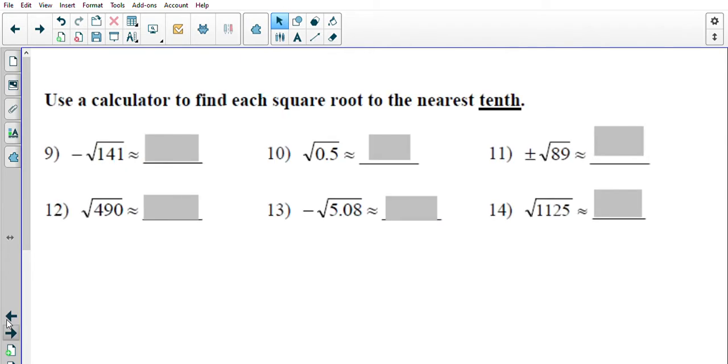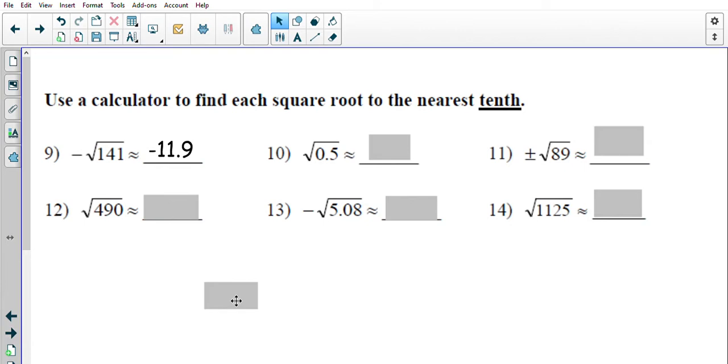All right, so let's try some examples. And you may want to practice this on your calculator as we go through these. So number 9, use a calculator to find each square root to the nearest tenth. That means one number after the decimal point. So number 9, I have a negative square root of 141. When I plug it into my calculator, now I just put in square root of 141, and then I put a negative on my solution, I'm going to get about 11.9. And keep in mind, I rounded this to the nearest tenth.